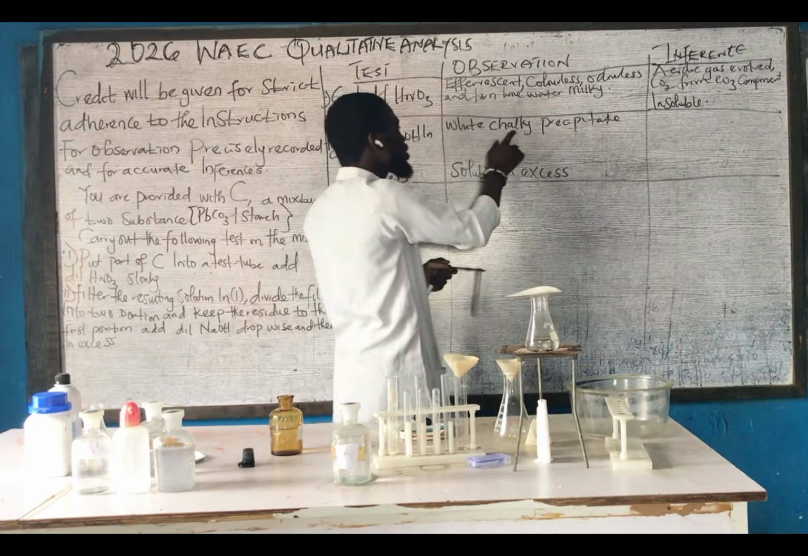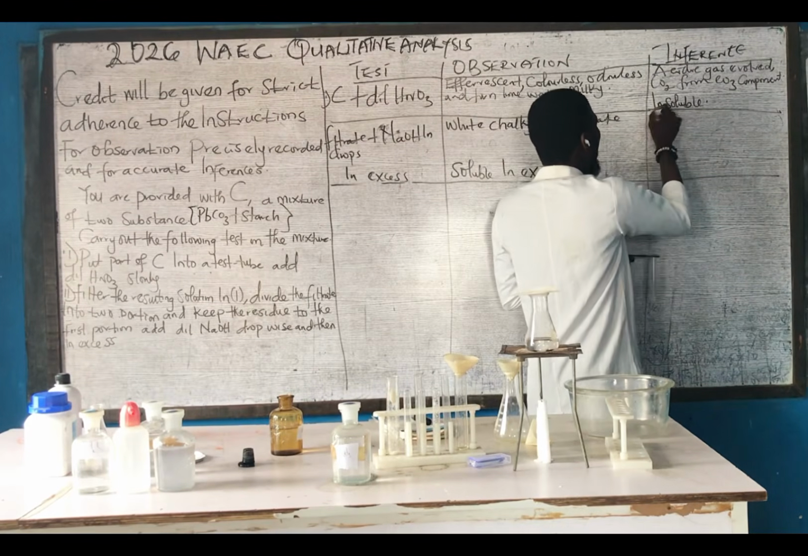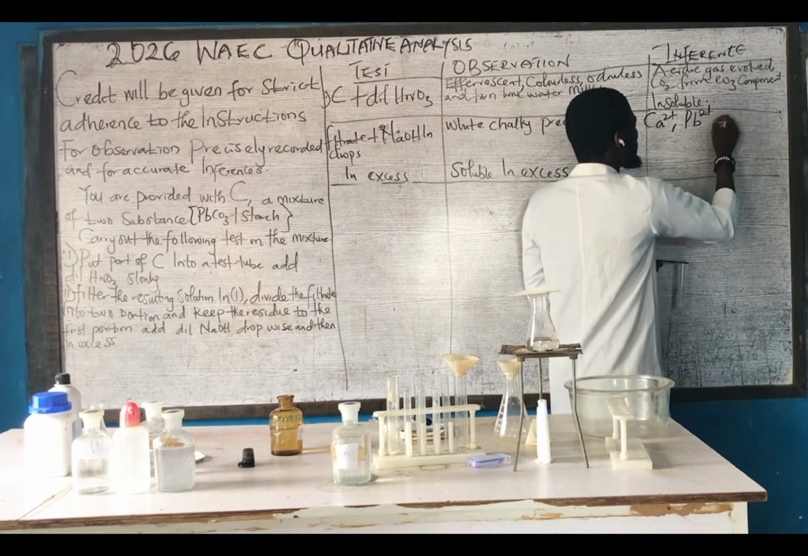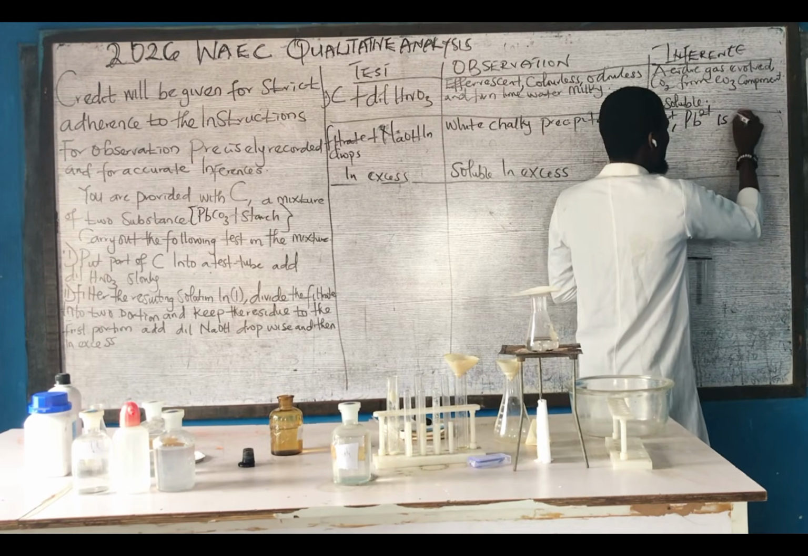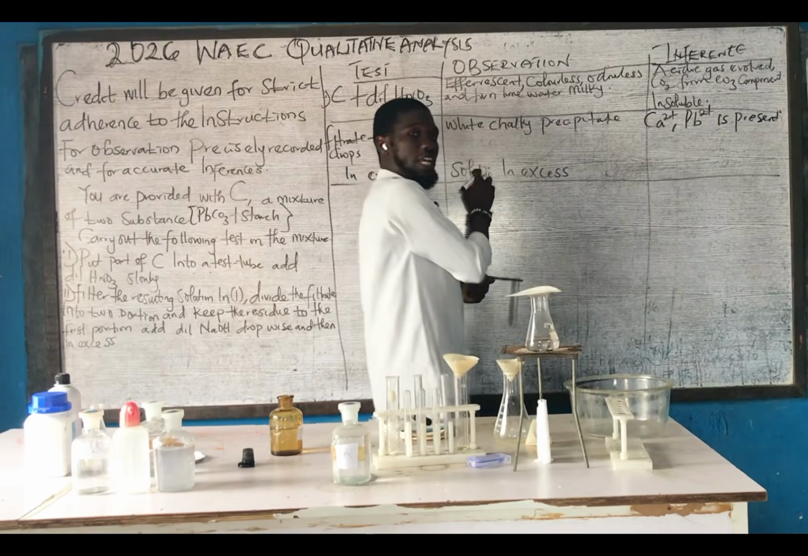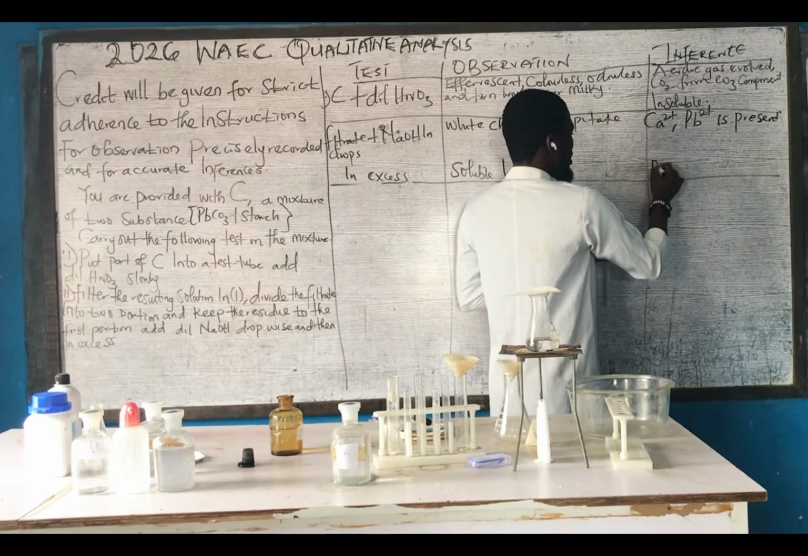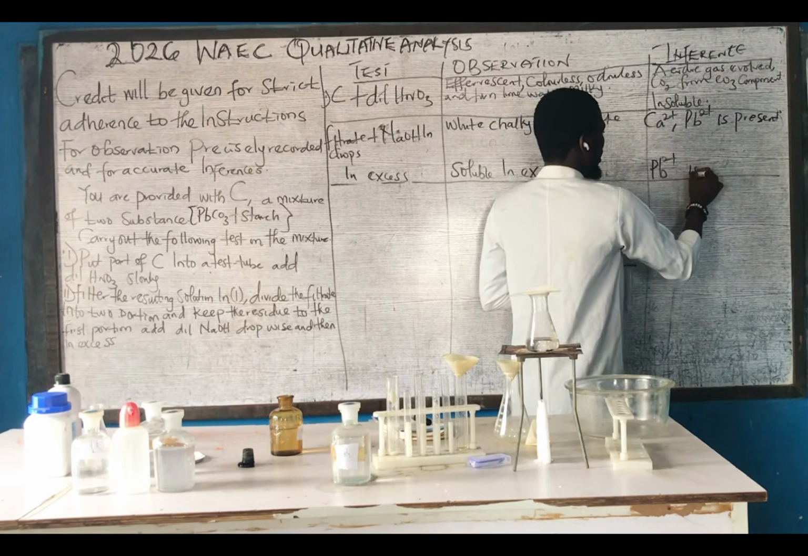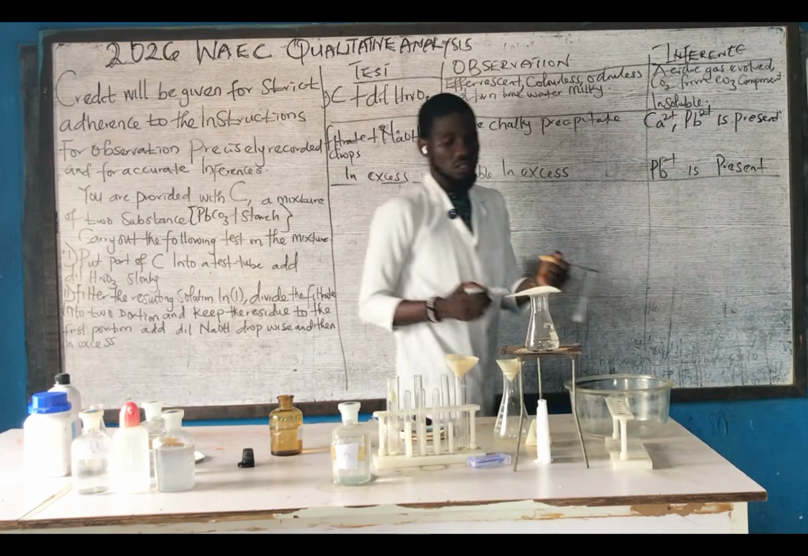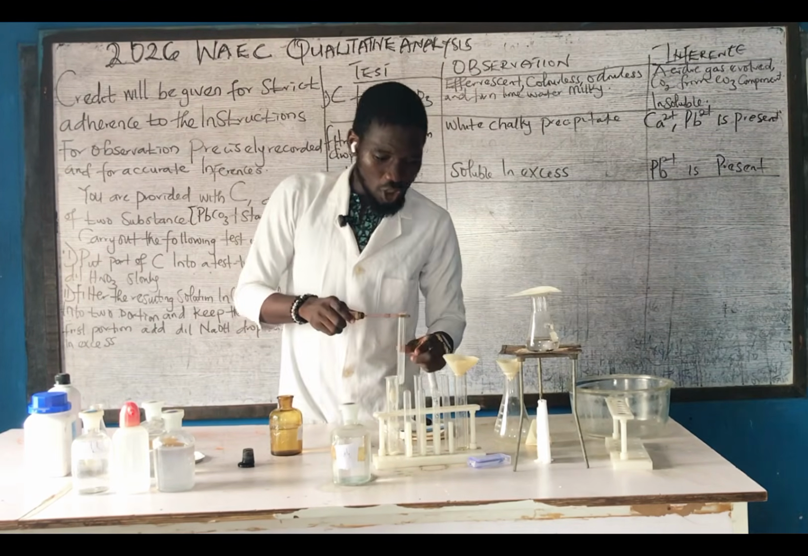For you to have a white chalky precipitate, Ca2+ and Pb2+ are possibly present. And soluble in excess, so you can say Pb2+ is present.